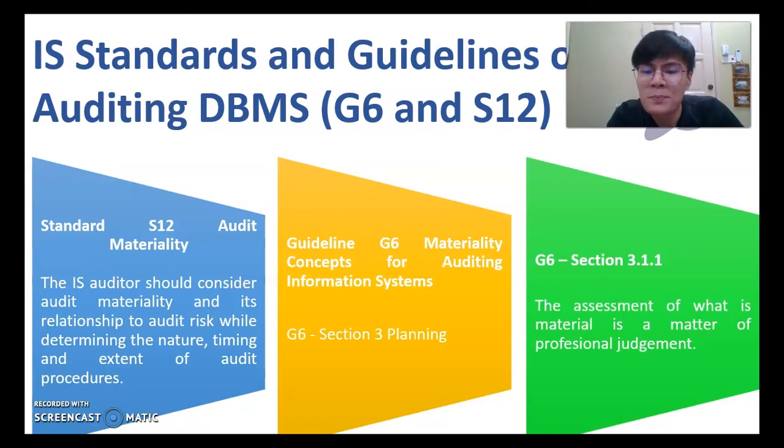And then guideline G6, which is about materiality concepts for auditing information systems. Under G6, there's a section 3, planning, and under section 3.1.1, the assessment of what is material is a matter of professional judgment, which means the IS auditor can practice their professional judgment on assessing whether something is material or not.